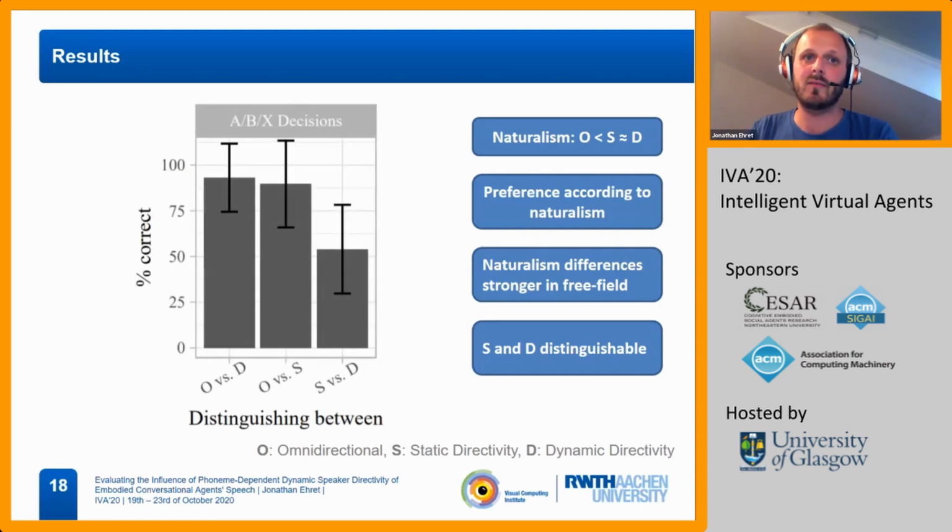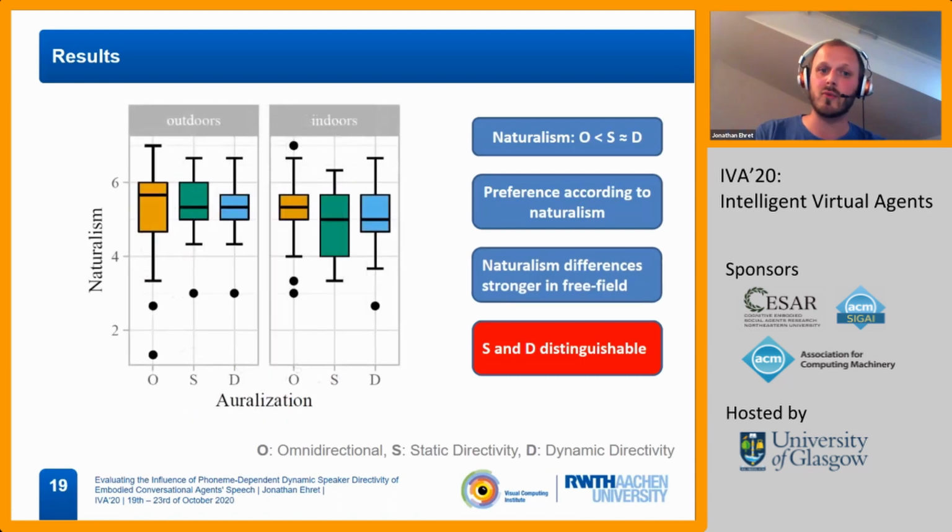So looking at the results and our hypothesis we had before, these are the results for the AVX comparison. And we can see that comparing omnidirectional versus either dynamic or static directivity, participants were well able to distinguish it nearly with 100% correct. Yeah, and this is statistically significant compared to 50% mere guessing, and between static and dynamic, it's nearly 50%, so participants were nearly guessing. So we actually have to reject the hypothesis that static and dynamic directivity are distinguishable.